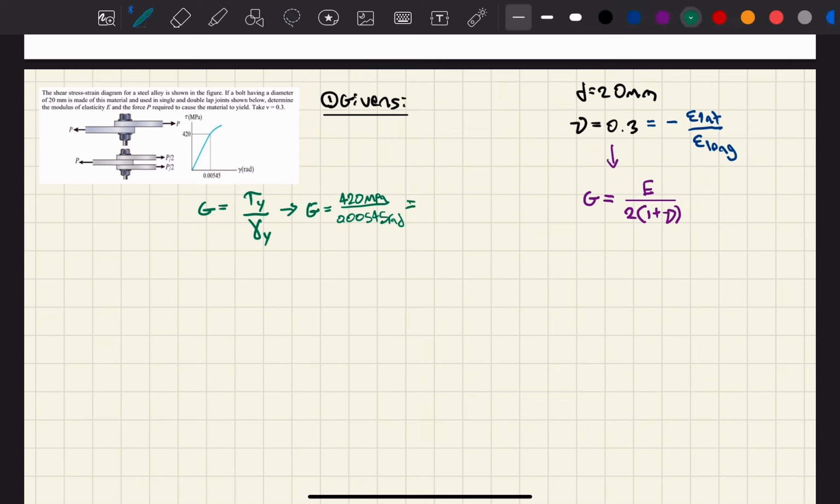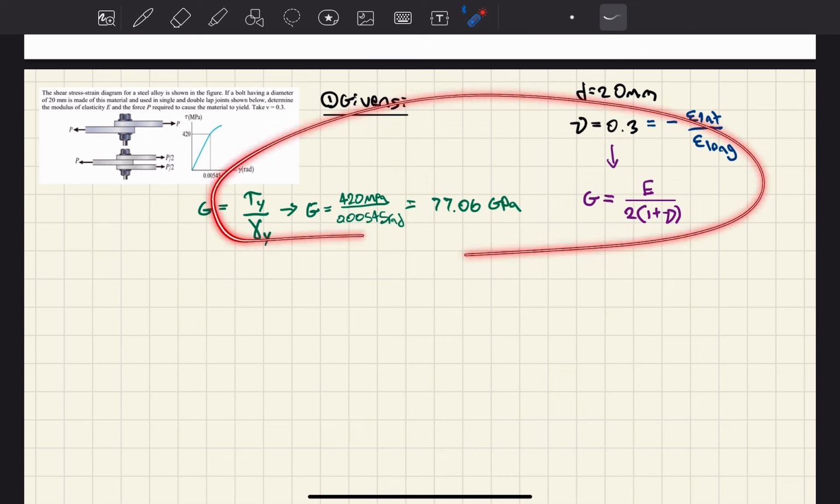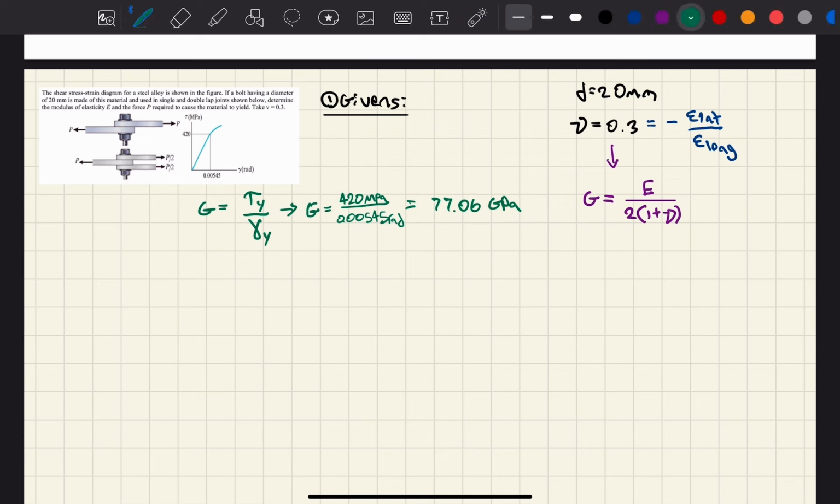And this ends up being 77.06 gigapascals. We'll convert to megapascals a bit later. And I think that's all for givens. Basically we can move on to unknowns.